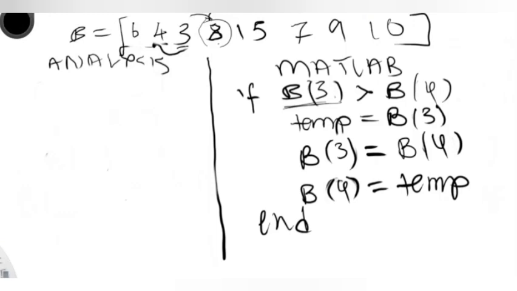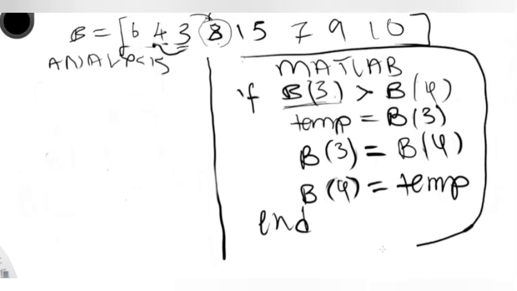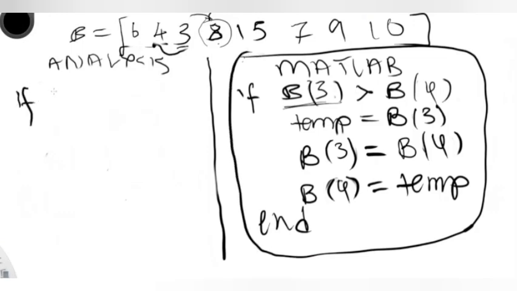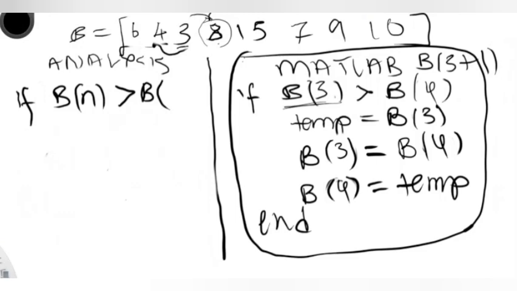if a given position is equal n, what we have here can be converted into this. We can say if b n is greater than b n plus 1. Like I said, b4 is just b3 plus 1. So if n is equal to 3, it means here we just have n plus 1. You see?